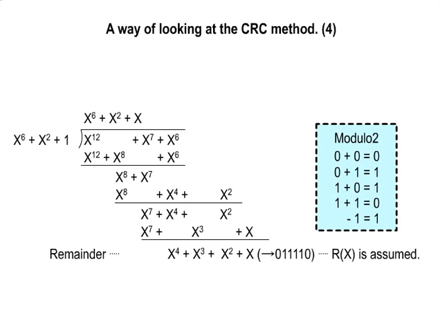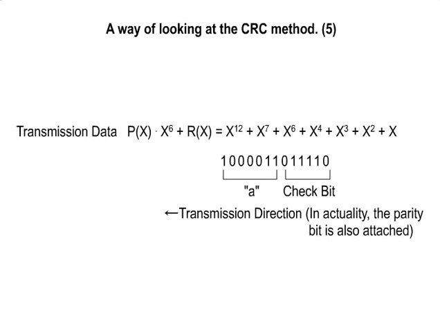4. Q(x) is divided by the generating polynomial g(x). Modulo 2 is used at this time. 5. The remainder r(x) becomes the CRC code. It is attached to the data and the data is sent. The highest level of the generating polynomial used in this example was x to the power of 6, so 6 bits became the remainder for the check bit.